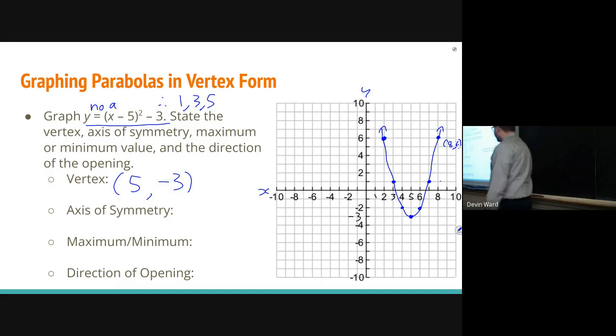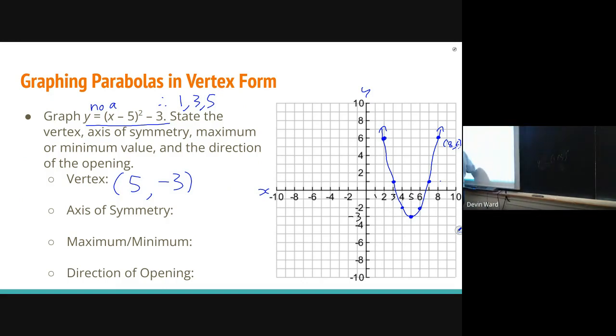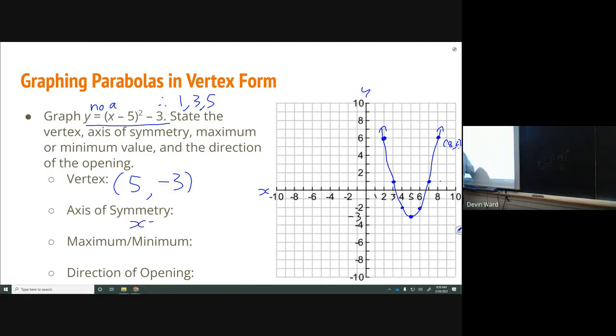Okay, so what's my axis of symmetry? Remember, that's always x equals something. It'll be x equal to 5. Perfect. Because remember, the axis of symmetry cuts it in half right down the middle. Okay, so that's why we went over 1, up 1, over 1, up 3, over 1, up 5, and then do the same thing to the left because it's perfectly symmetrical.